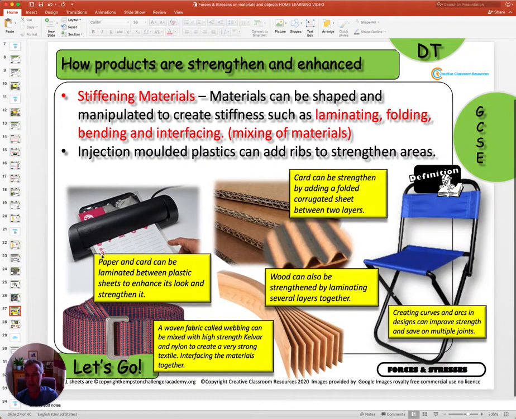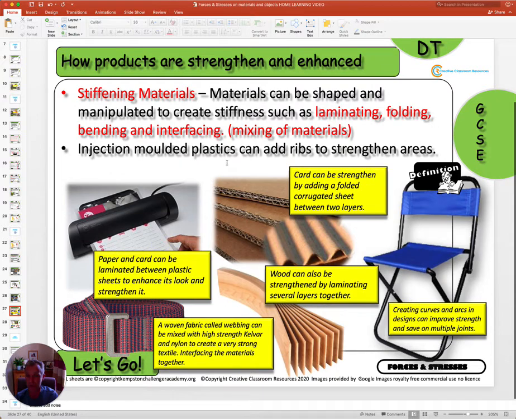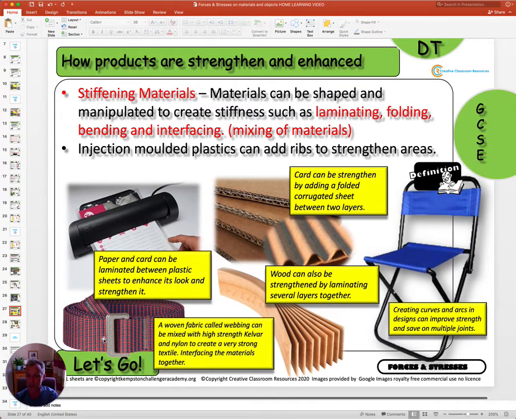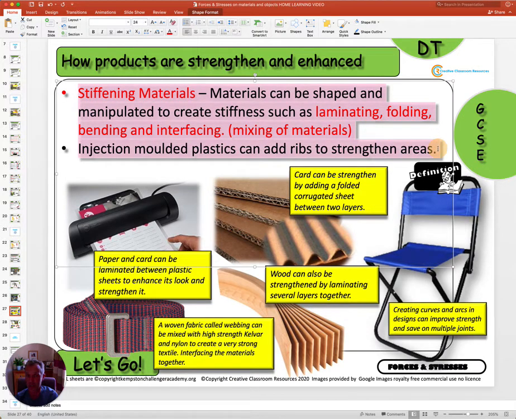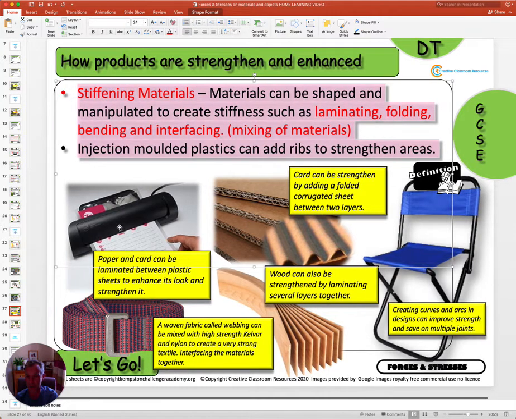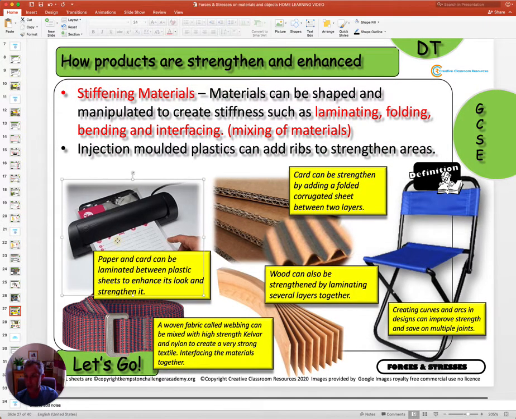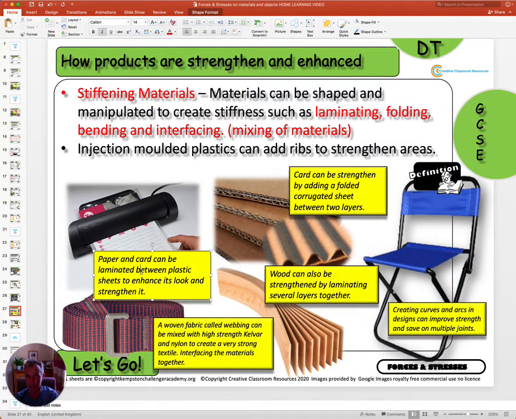Okay, there's other ways in which you can do this. So we can add a series of different methods to reinforce some materials. We can stiffen materials by laminating or folding them, and then injection molded items. Plastics can also have a rib of plastic on the inside to strengthen them. A piece of paper can be laminated between a sheet, and that piece of paper can obviously be strengthened by the lamination.